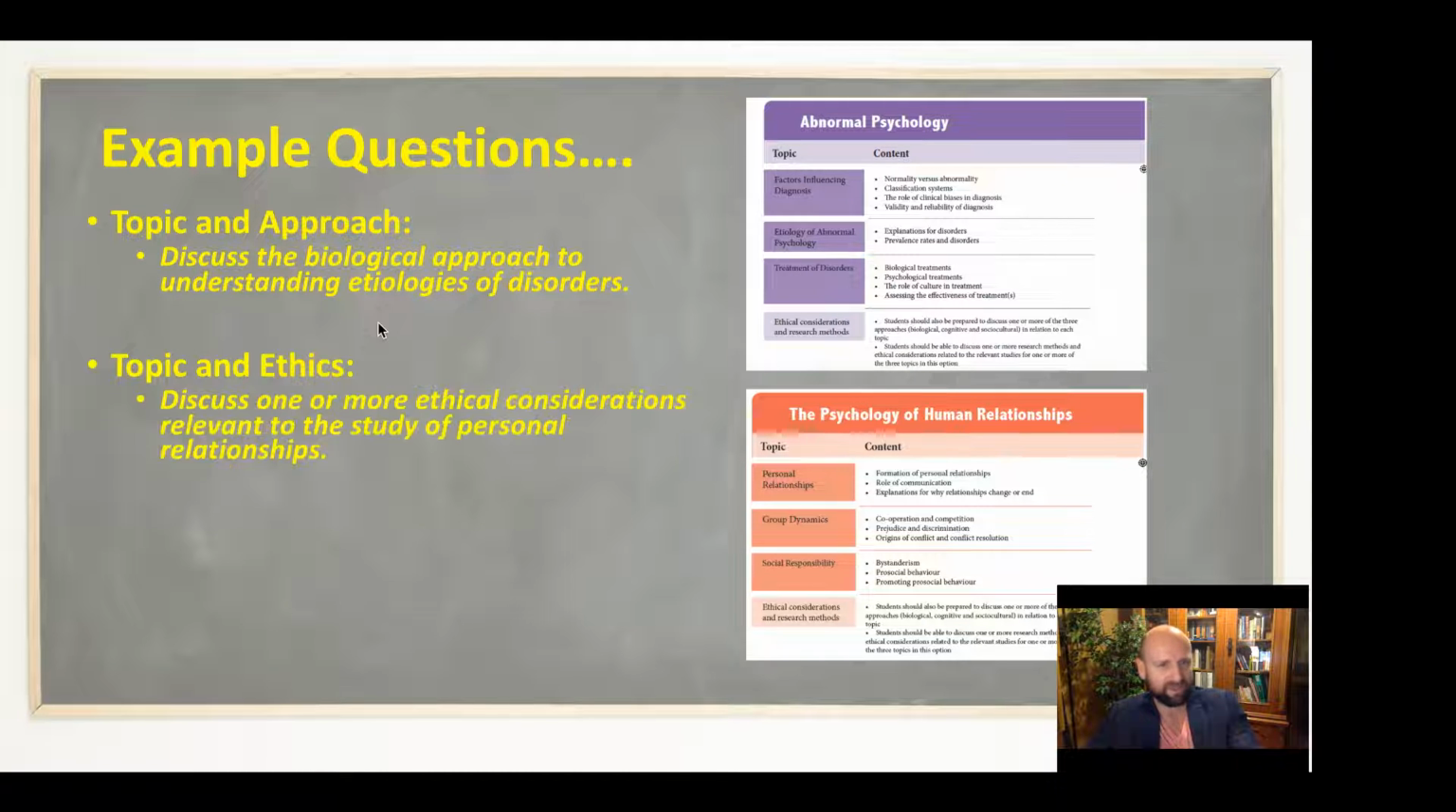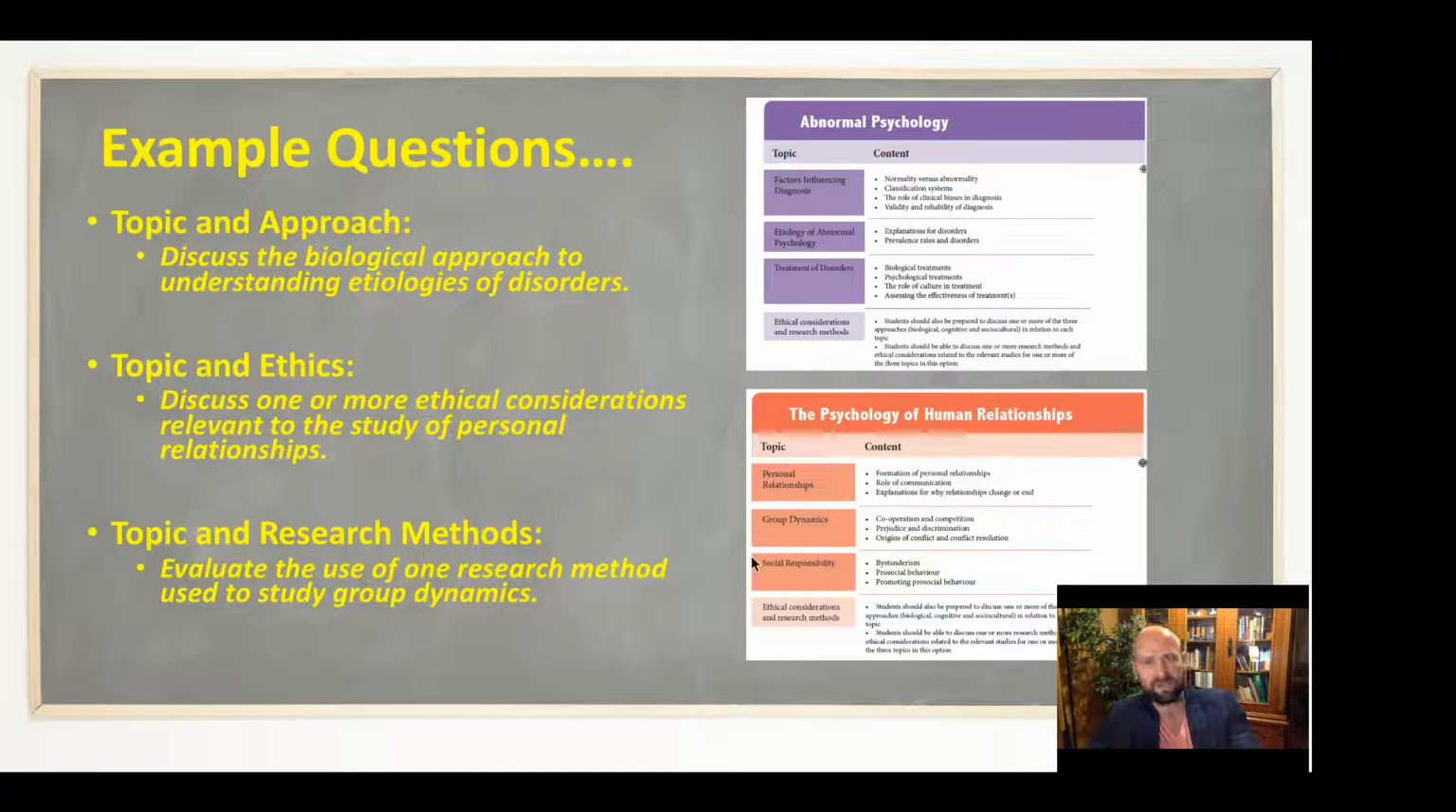All right, now the ethical considerations will also be linked, or could also be linked in the question to the topic. So, for example, discuss 1 or more ethical considerations relevant to the study of personal relationships. Here we can see it's linked to the topic. It wouldn't be about ethical considerations in, say, for example, explaining why relationships change or end. You could use that example for sure, and you should use it in examples from here in the answer, but the question wouldn't be stated like that. And finally, it's the same for research methods. So here's our topic, group dynamics, and it's linked to a research method.